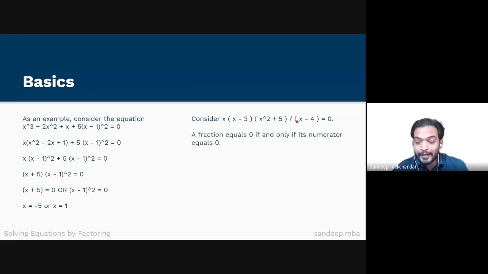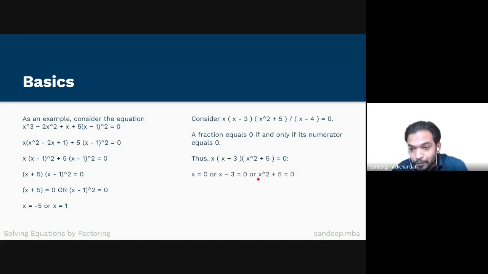Therefore, I'll write x times (x minus 3) times (x square plus 5) equals 0. In the next step, I'll write x equals 0 or x minus 3 equals 0 or x square plus 5 equals 0.